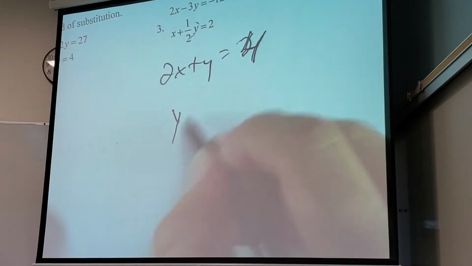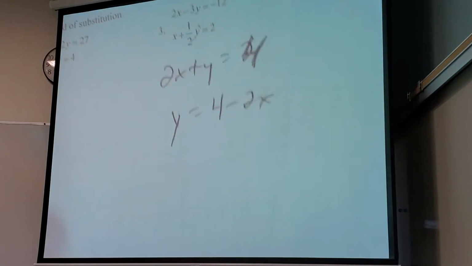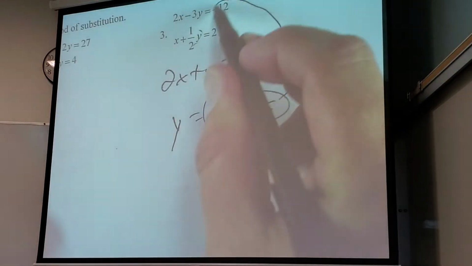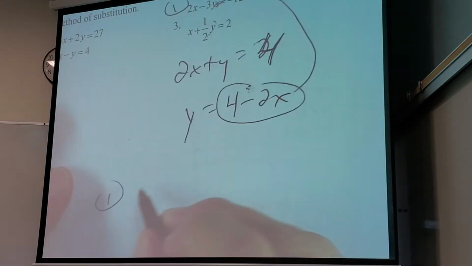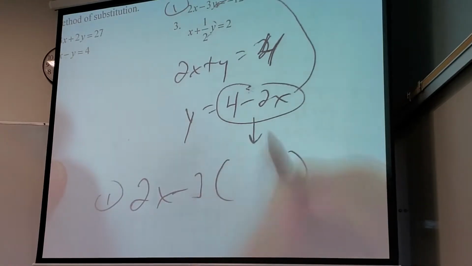If I solve for y, I get y is 4 minus 2x. Is that cool? And then I could plug this in there, right? So the first time I solved for 2x, because 2x is in the equation. Or I could solve for y, because y is in the equation also. So how do I rewrite that first one now? First one is 2x minus 3 times y, but I know y is this mess.